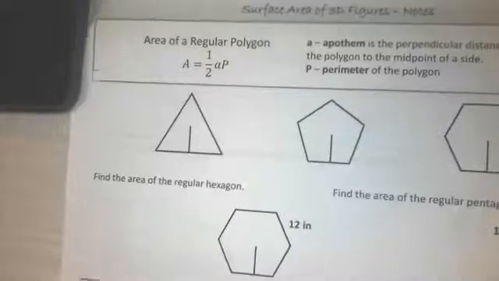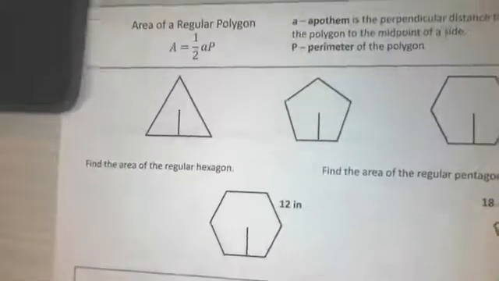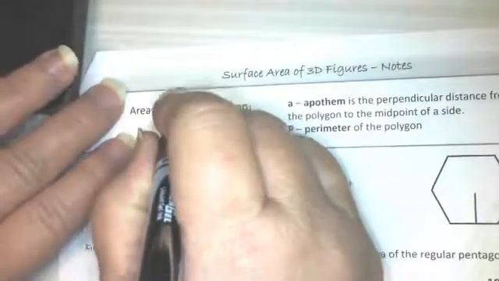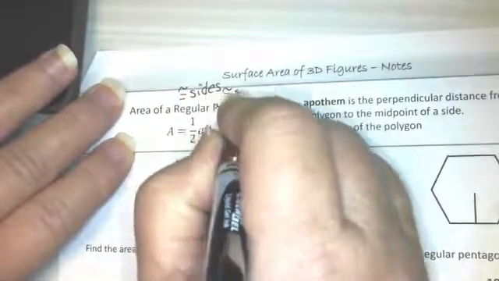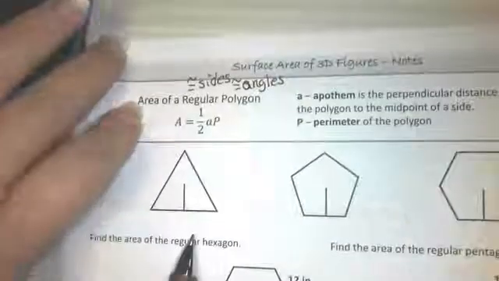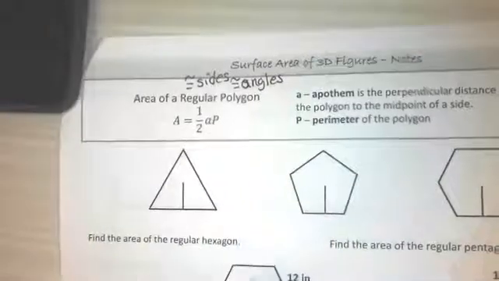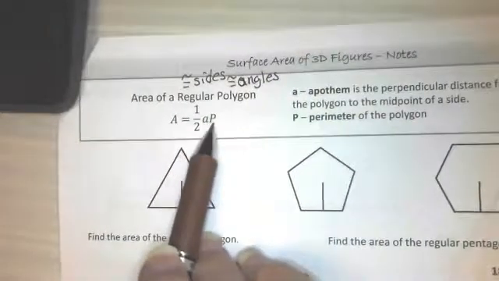In this lesson, we're talking about the surface area of 3D figures, and we're going to start with the area of a regular polygon. A regular polygon is one that has congruent sides and congruent angles. So for example, an equilateral triangle is a regular polygon because all the sides are the same and all the angles are the same. The formula for this is 1/2 AP.